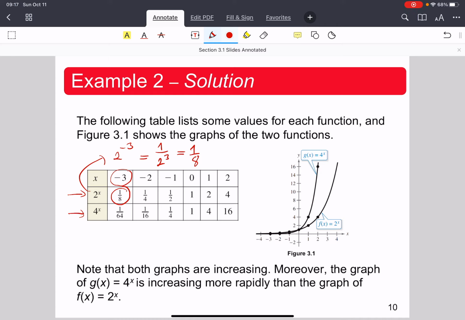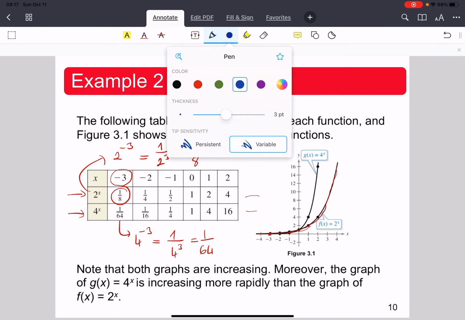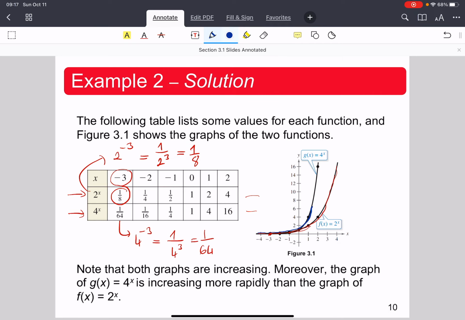So for this one, 4 to the negative 3, we're gonna do similar work. We're gonna flip that number as 1 over 4 raised to 3, and then you get 1 over 64. So you evaluate the x's and then find values here on the second and third rows of the table. And then if you graph using a graphing calculator, or you can just plot these values that you just found and connect them, you're gonna realize one function is gonna look like that, and the other one is gonna look like this blue line, which is for 4 to the x.